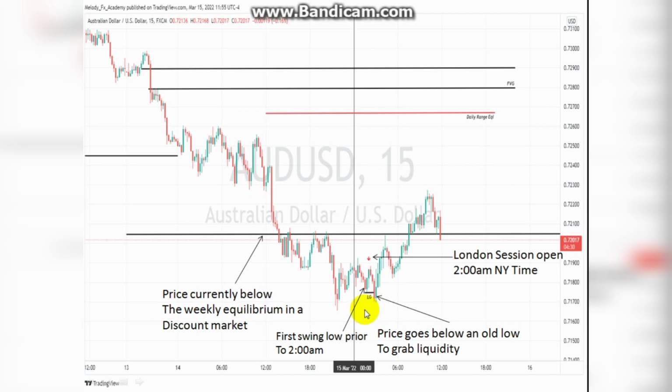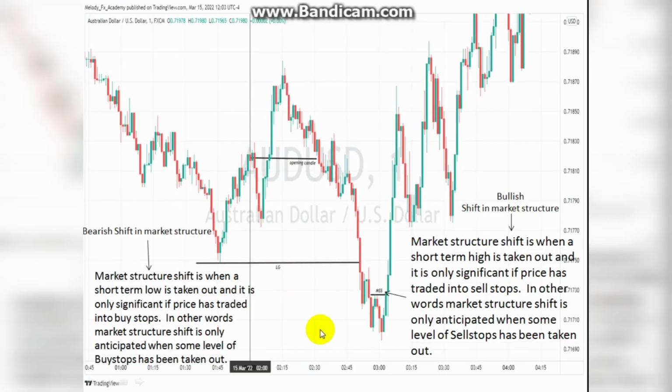I hope we are following closely. Now this is that swing low prior to the London session opening, which is 2 a.m. This is the opening candle that opened up the day. Now this is the 1-minute time frame. When price traded below this old low, that is when we came down to the 1-minute time frame to look for a market structure shift. In this scenario we are anticipating bullish movement, higher prices.